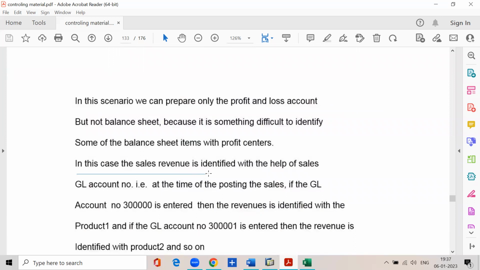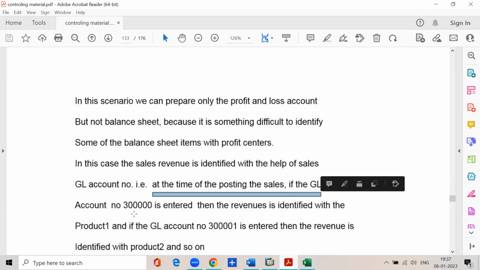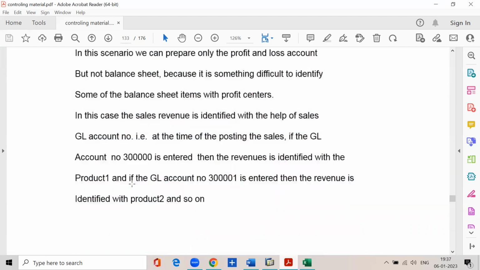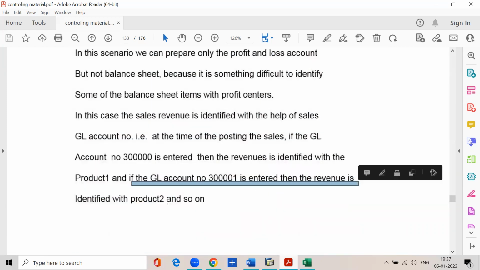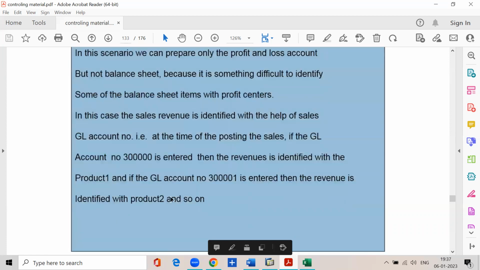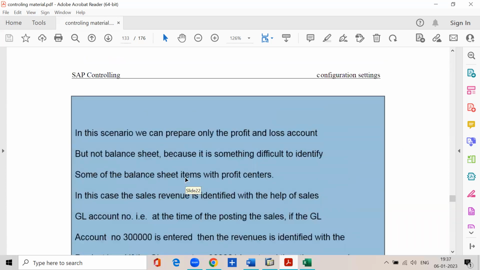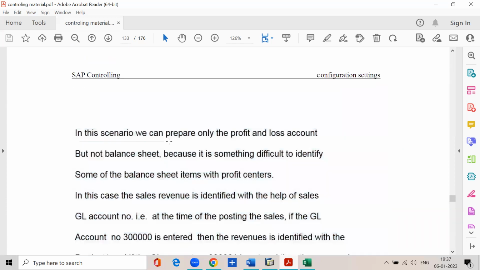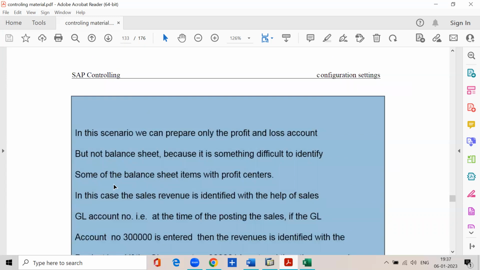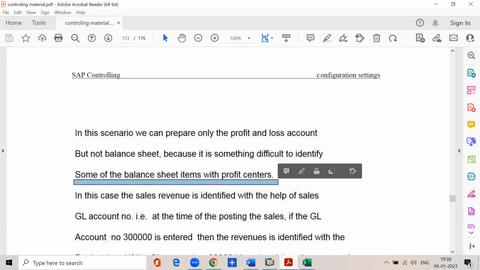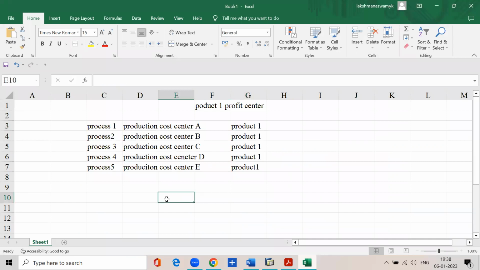In this case, the sales revenue is identified with the help of the sales GL account number. At the time of posting the sales, if the GL account number 3 lakhs is entered, then the revenue is identified with product one, and if the GL account number 3 lakh 1 is entered, then the revenue is identified with product two, and so on. Clear? But in this case, you cannot prepare the balance sheet. In this scenario, we can prepare only the P&L account, but not the balance sheet, because it is difficult to identify some of the balance sheet items with the profit centers. Say, for example, in the Hyderabad business area, one delivery vehicle is there.